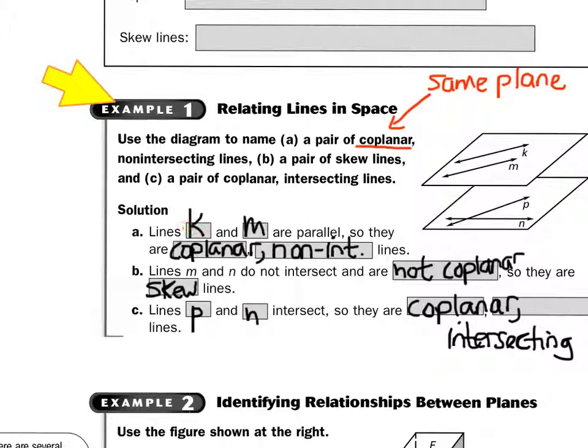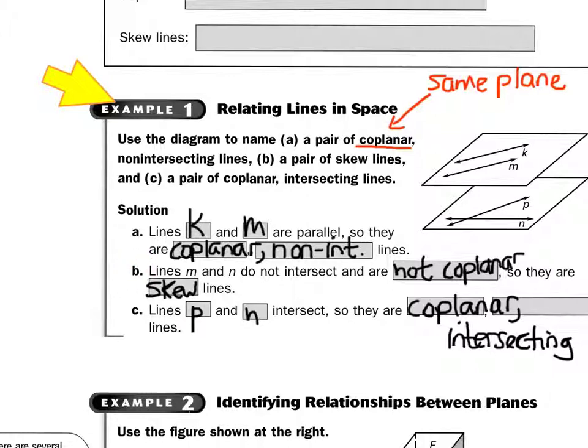Okay, so take a look at A. Find lines K and M. So see how K and M are on the same plane, like the same piece of paper, and they're drawn so they look like they'll never, ever, ever touch. They're parallel. So they're in the same plane and they are non-intersecting.